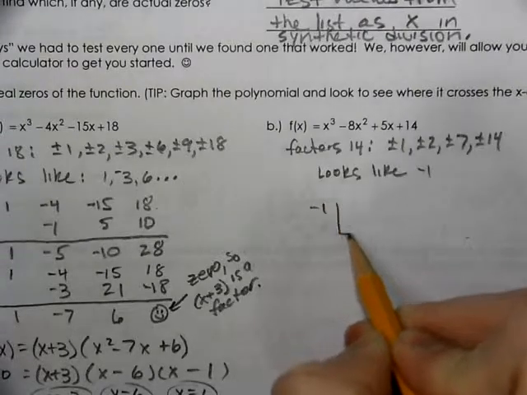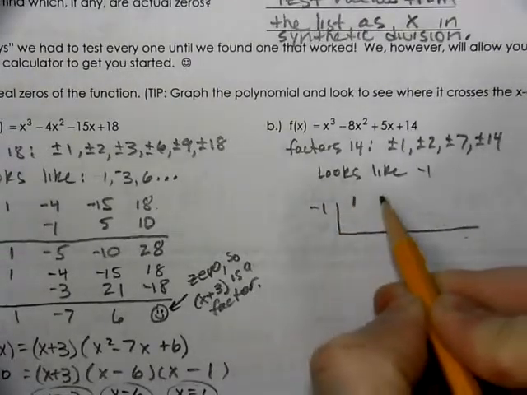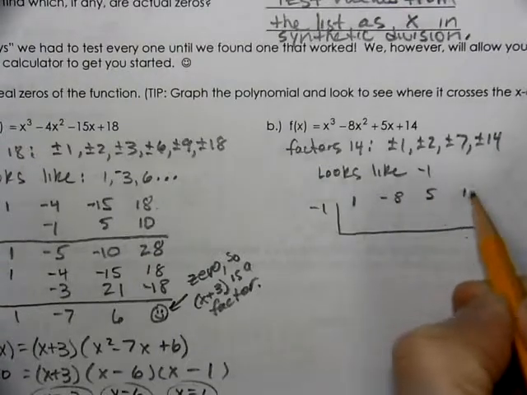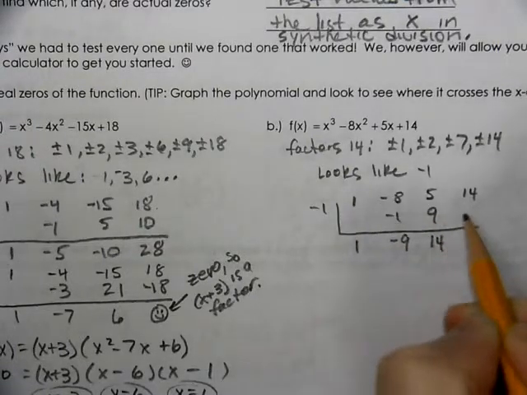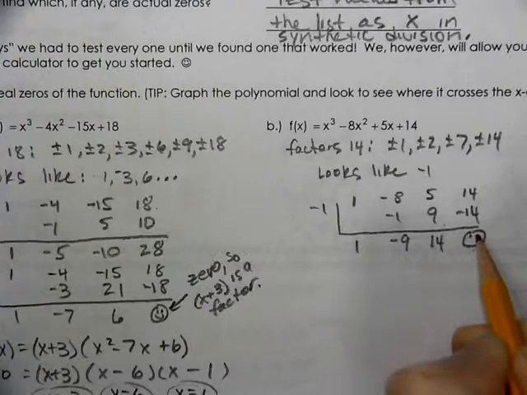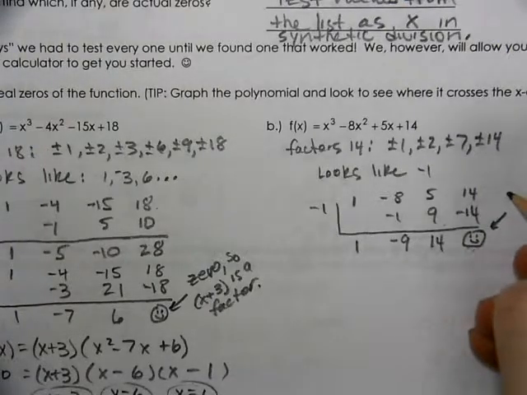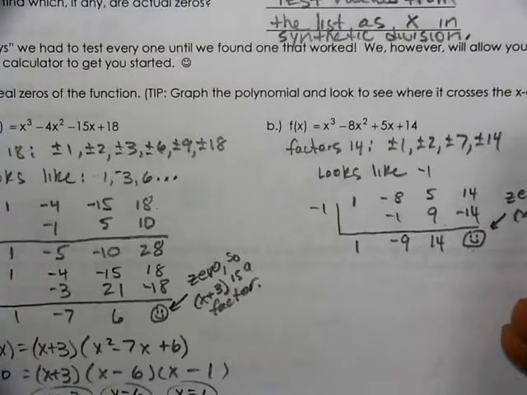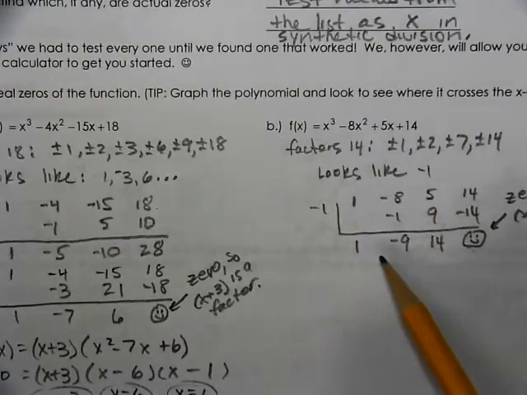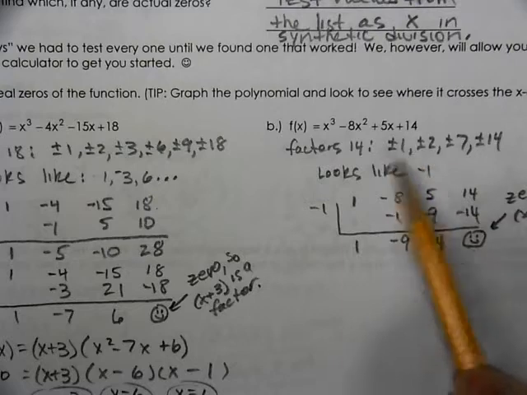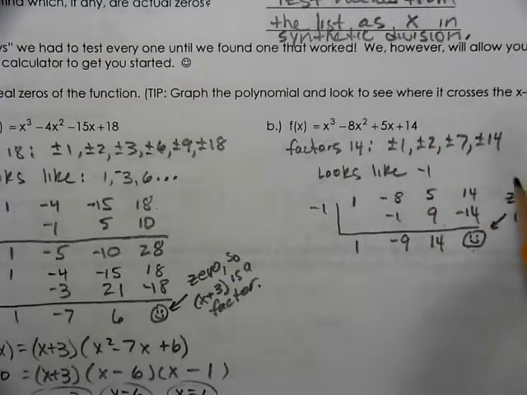So negative 1, we take 1, negative 8, 5, and 14. And we get that 0. So x plus 1 is a factor. Okay? Now, I would have suggested to start with 1 or negative 1 anyway. So a lot of times you'll get one that's small and you'll probably get one that's a little bit bigger. There are 3 possible zeros for this.